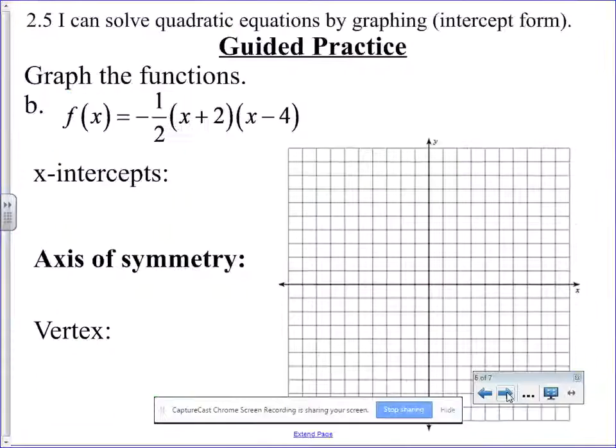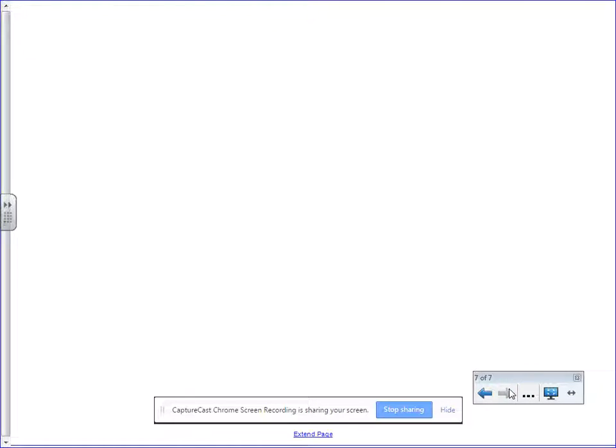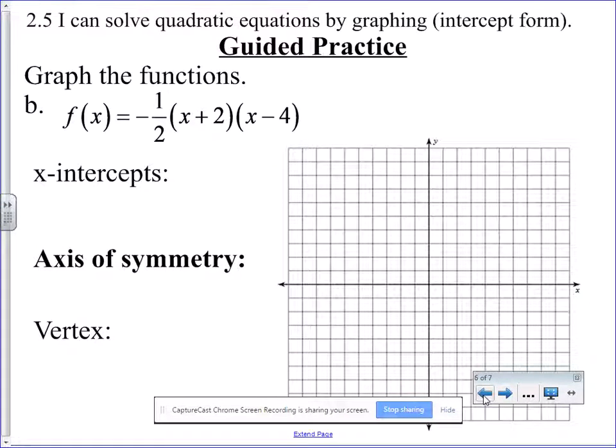So this one I want you to try yourself. I'm going to put the answers up, but I'm not going to talk through it. So I want you to hit pause right now, try it, and then you hit play once you're done and see if you got the answers that I got.